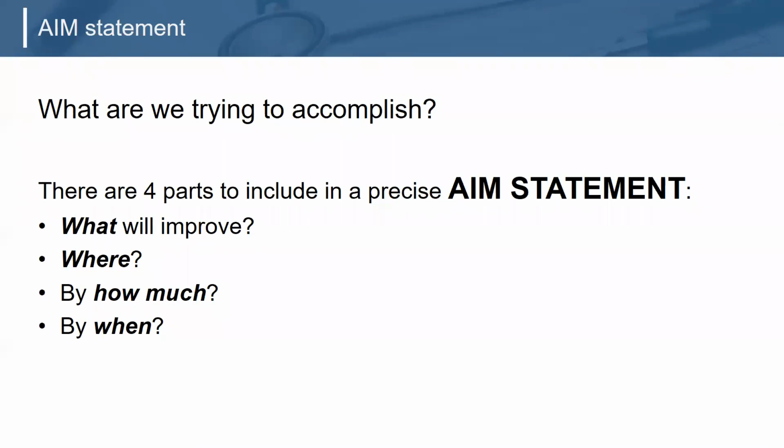Next, what are we trying to accomplish in the aim statement? Now we've told the story on the why, we will create the aim statement, which is a descriptive statement that addresses the who, the population we're talking about, the what we will improve, the where, either the department or the geographic location, the how much, is it going up, is it going down, is it a percentage, is it a number, and by when, a date or a time.